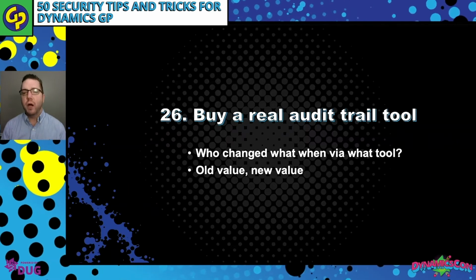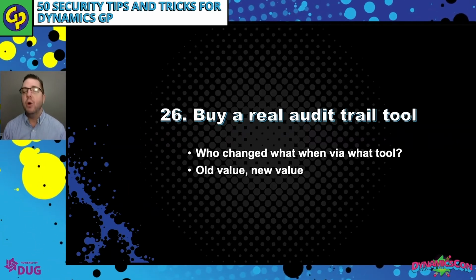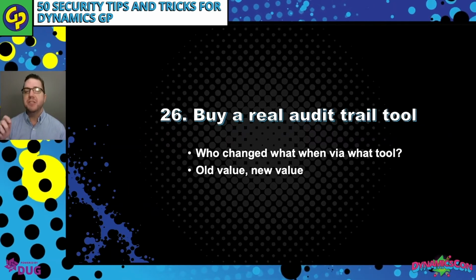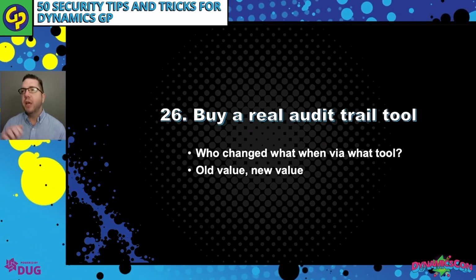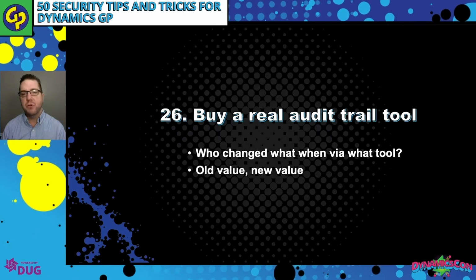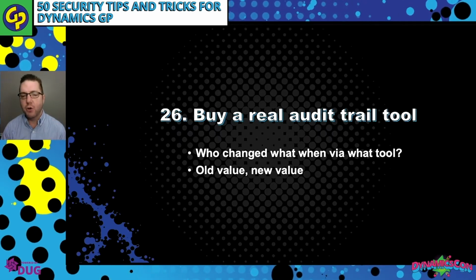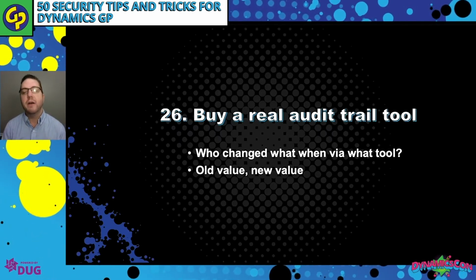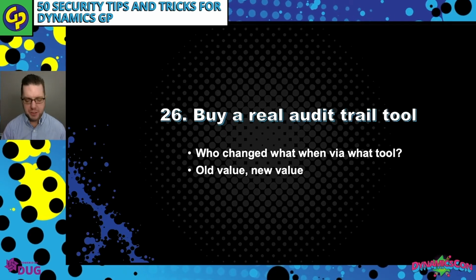An audit trail tool will tell you what changed, when it changed, and who did it. In addition, the old value and the new value. The street was changed from 123 Main Street to 456 Oak Trail. That's really valuable information to get a handle on your system.